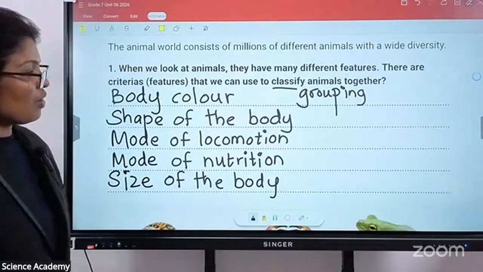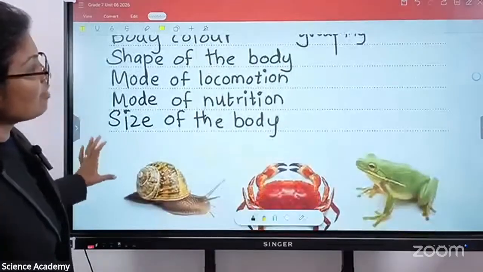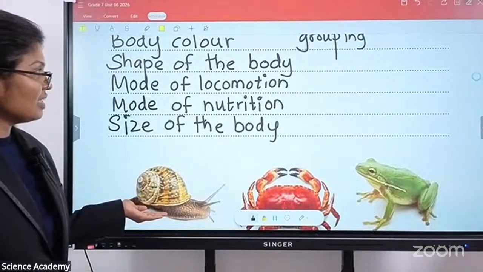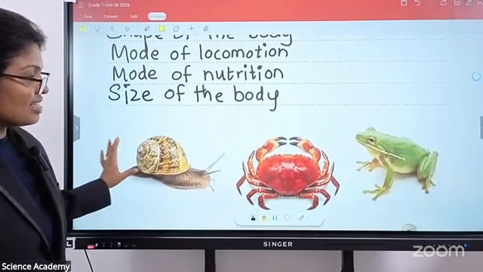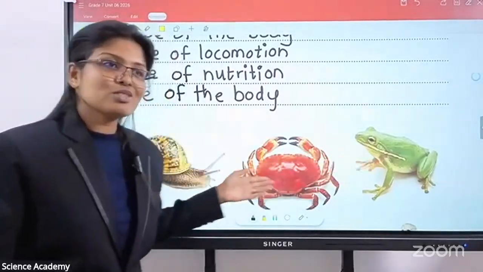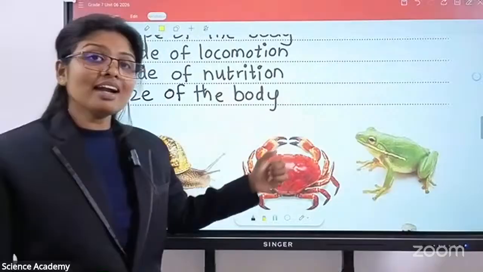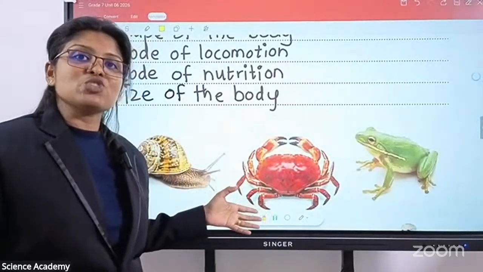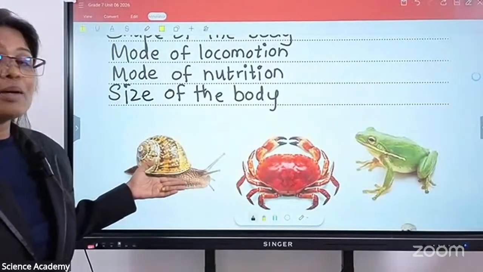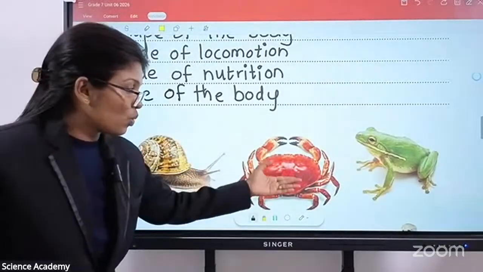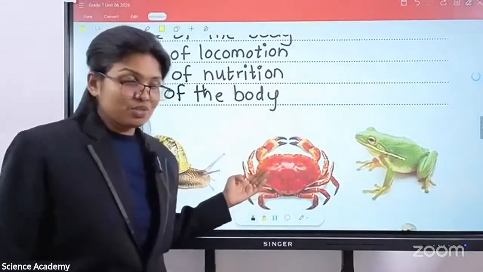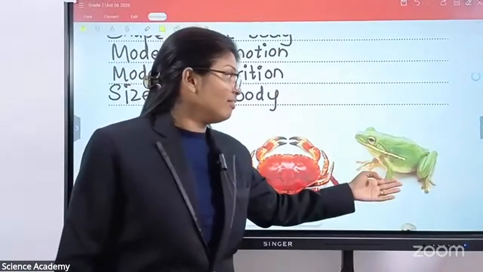Okay children, have a look here. This is a snail, and this is a crab. By their appearance also, you can see these are diverse and different from each other. This one has a muscular foot, and this one you can see has a lot of appendages.